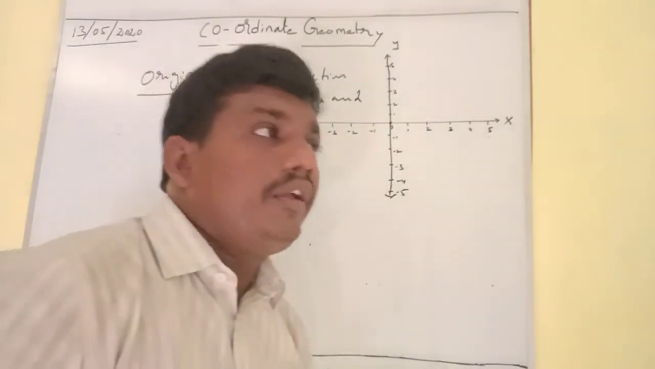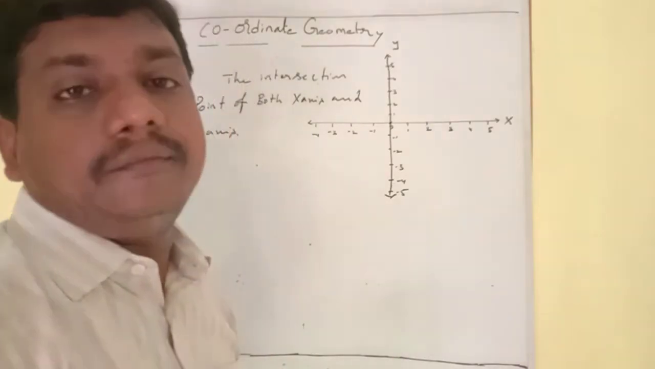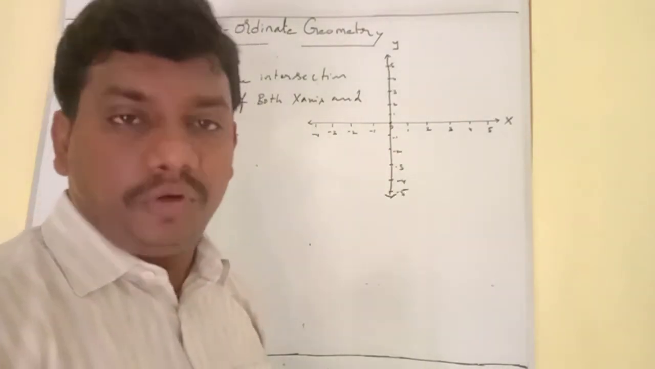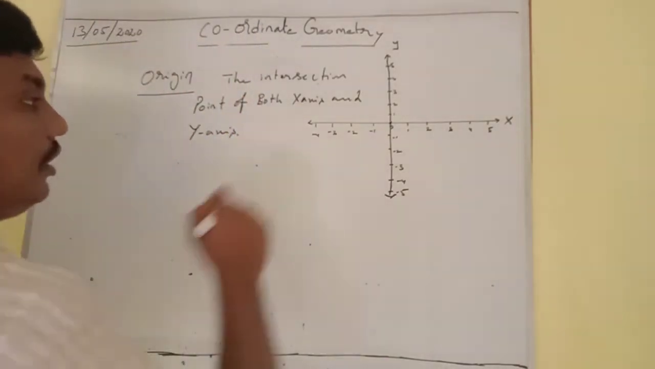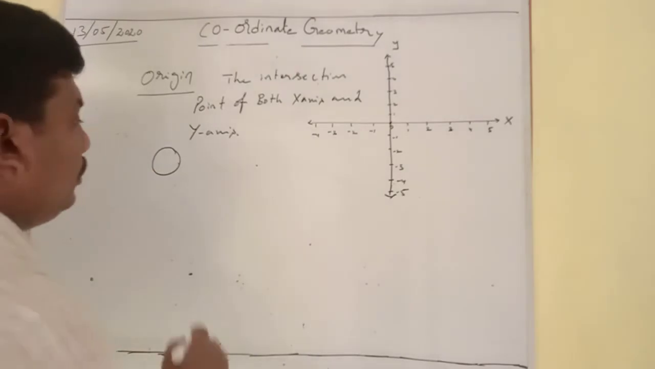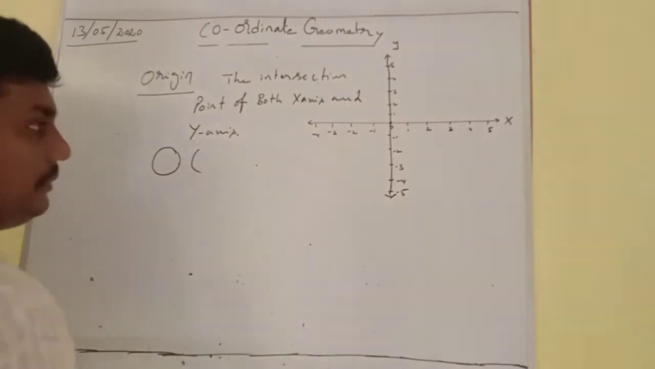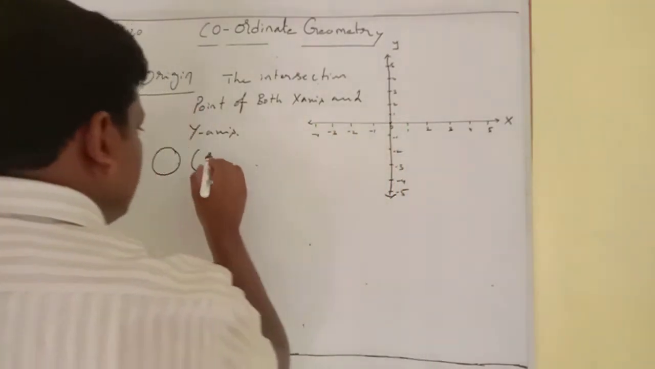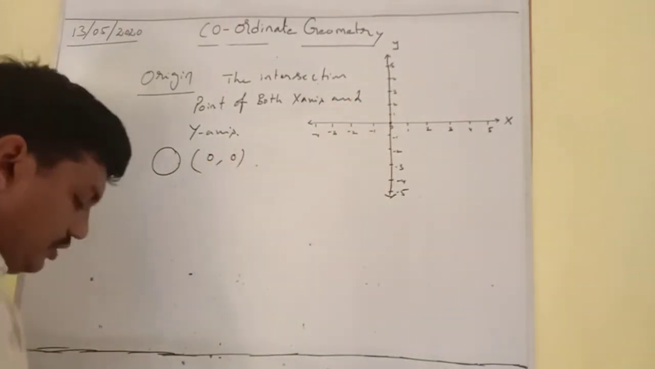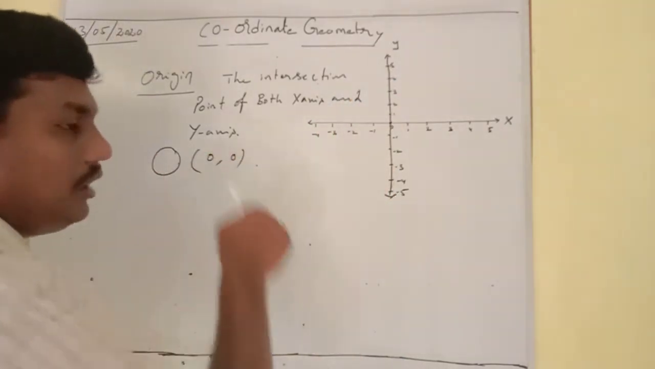We know that every point in a plane should be represented with a capital letter of the alphabet. That's the reason why the origin is represented with the capital O. Now, what is the location of the point? Here on the x-axis the value is 0, on the y-axis the value is 0. So this is O(0, 0).